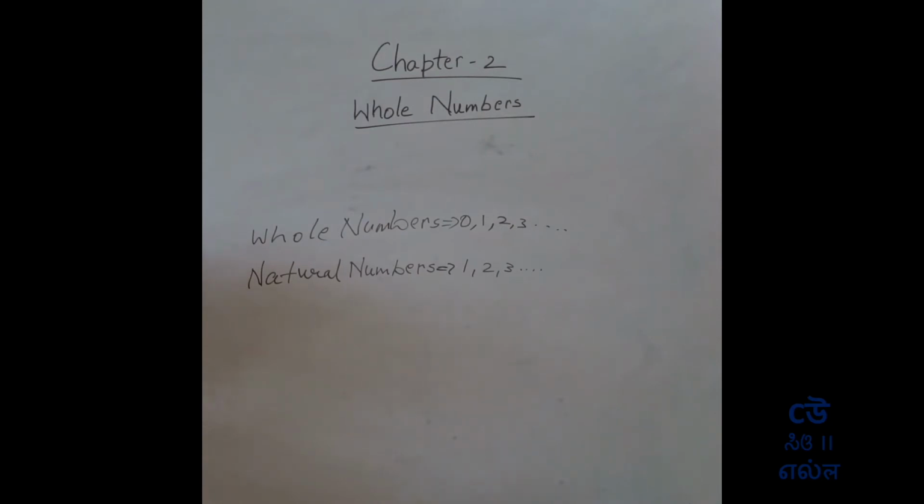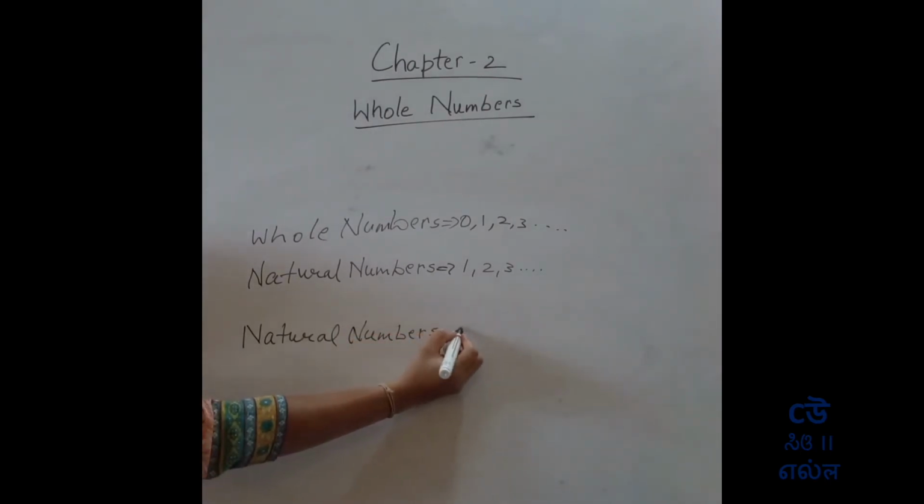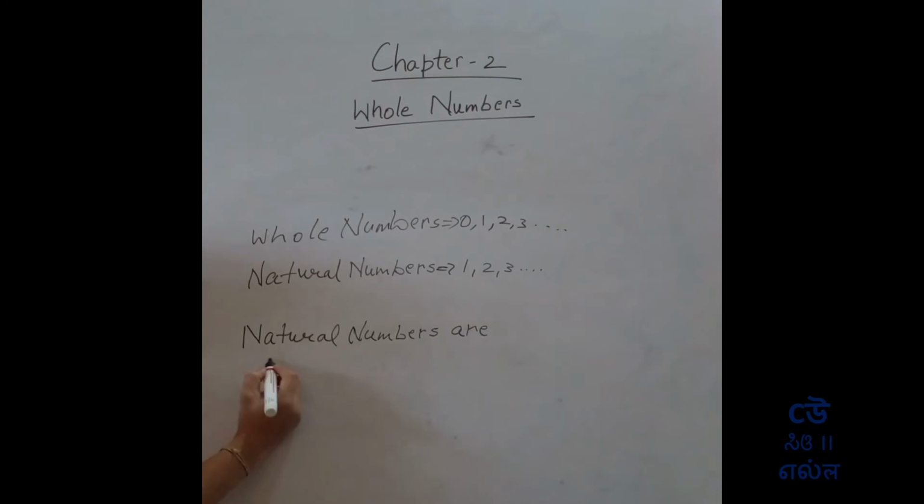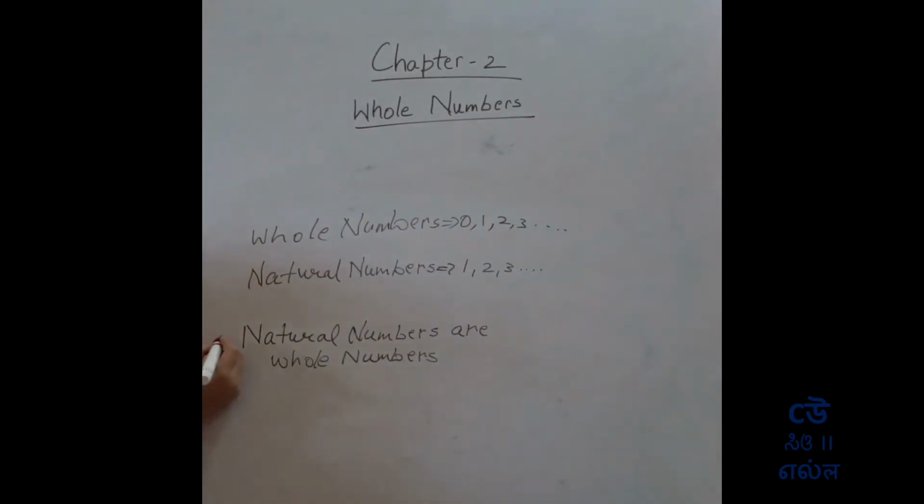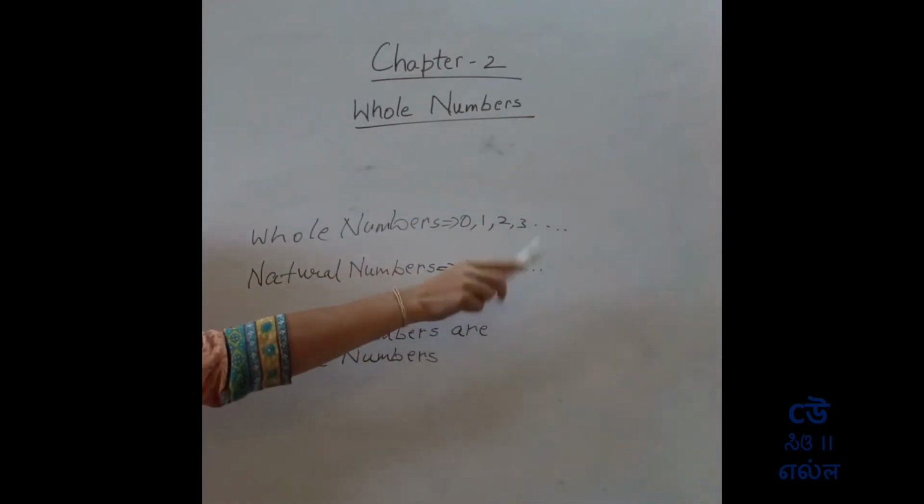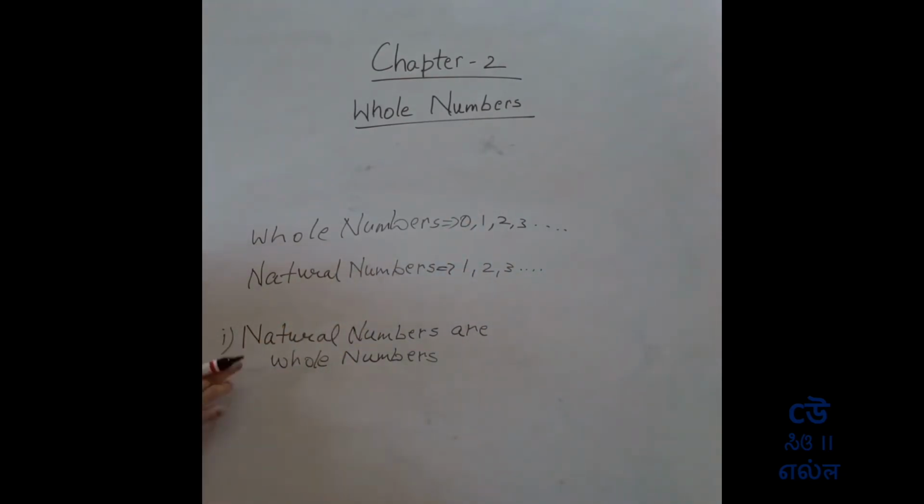Next, I will write here. All natural numbers are whole numbers. Okay. Because natural numbers we see in whole numbers also. Because 1, 2, 3 and so on we see in whole numbers. So natural numbers are whole numbers.